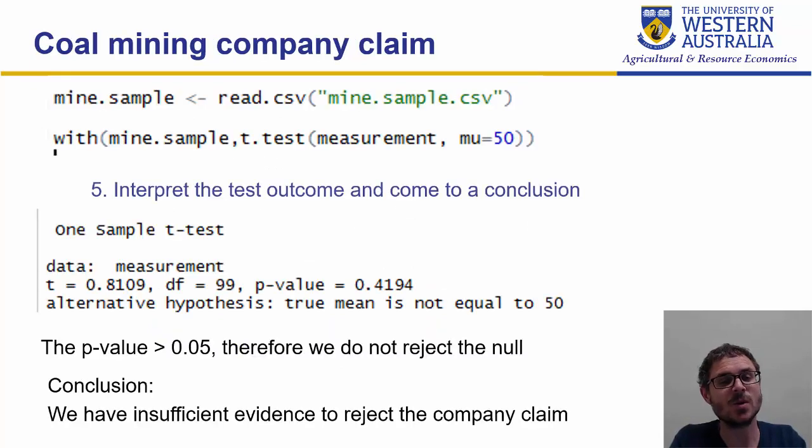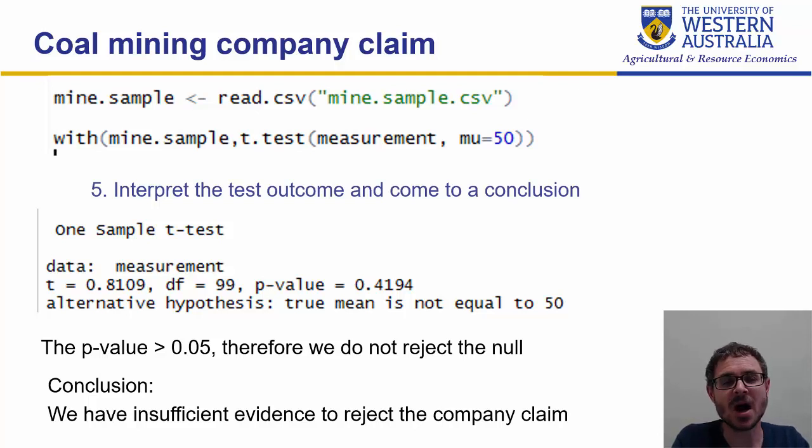So what did we do? We read some data into R. We looked at our data. This was testing against 50. We run the test, interpret the results. So we got a p-value of 0.41, so that would be above 0.05, therefore we do not reject the null. So we'd say we have insufficient evidence to reject the company's claim. Okay, so we've very much seen how this kind of test works.